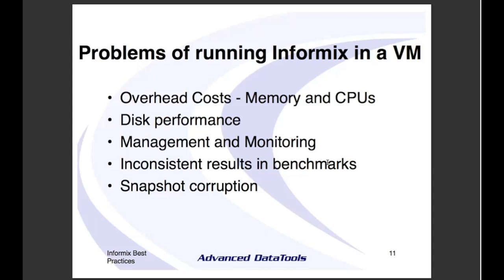The last problem I want to point out is snapshot corruption. Because Informix does a lot in memory, if you take a snapshot, you're not going to get what's in memory. You'll get what's on disk. And when you try and restore that snapshot, you may get a corrupt system because of that. So I'll point out how to do a snapshot at the end of this presentation. It is possible to get good snapshots. There's a little trick to it. So these are some of the problems of running Informix in a virtual machine.